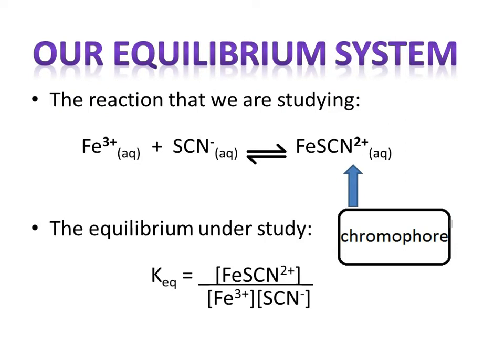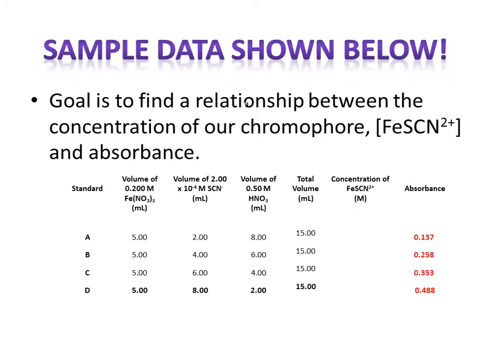And shown below is our expression for our equilibrium expression. We are looking at iron thiocyanate over the multiplication of iron 3 plus and thiocyanate. The equilibrium concentrations are inserted into this equation so that we can calculate our KEQ value. An important note, we can't plug in our initial concentrations. We have to plug in the equilibrium concentrations, which we'll be calculating in a few minutes.